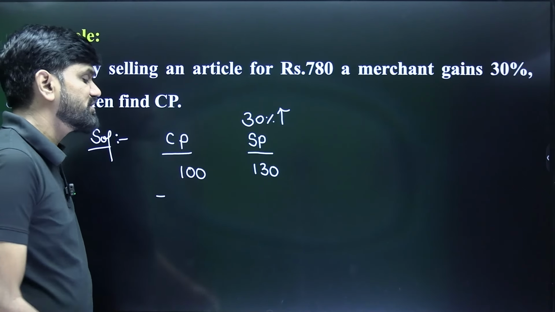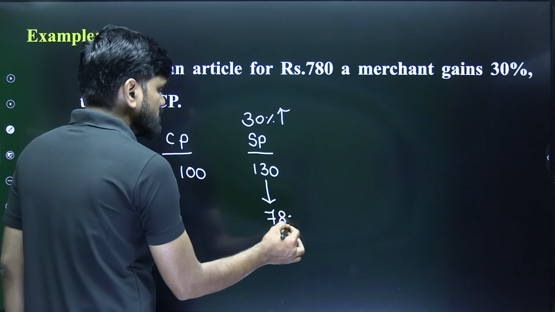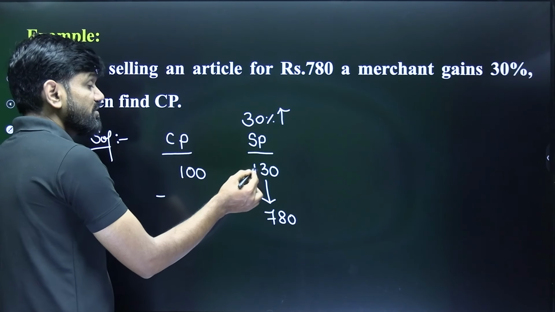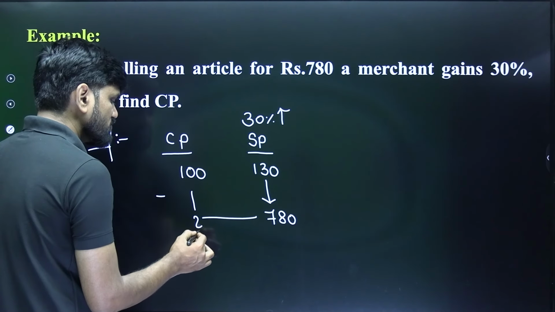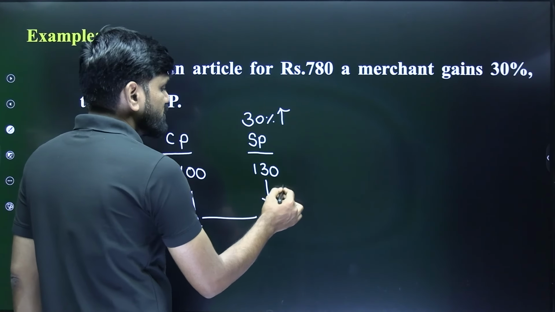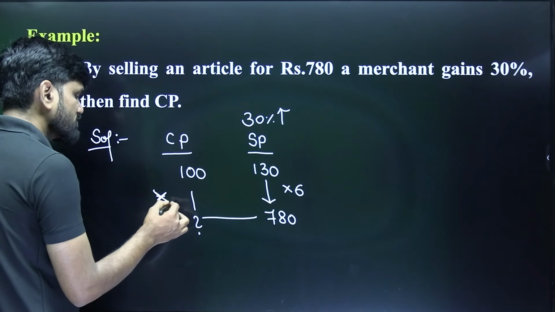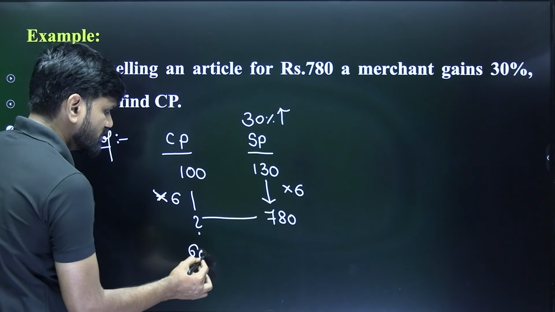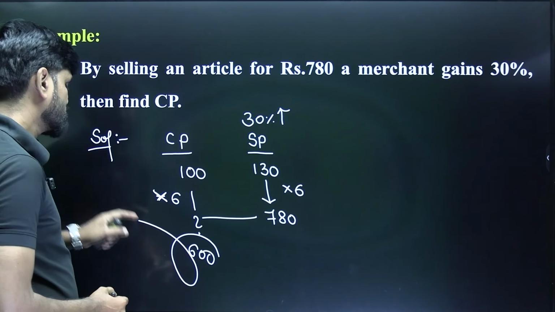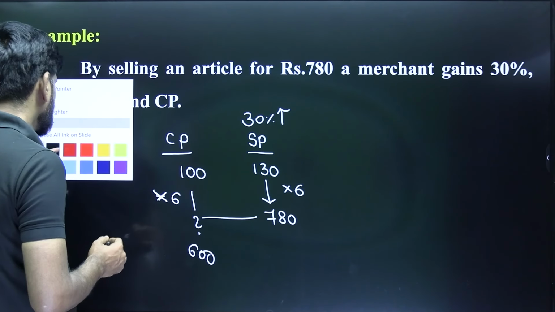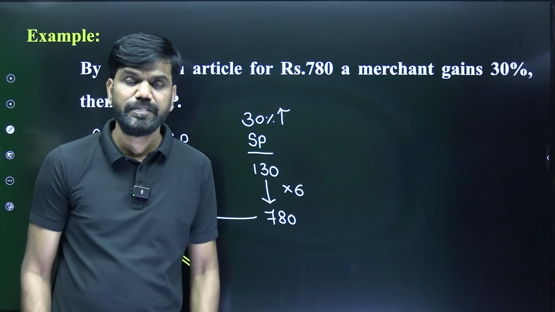But in the problem, it is not 130, it is given as 780. So the cost price is not 100. How many times? 6 times over here, so take 6 times here also. 100 into 6 will give you 600. So the cost price should be 600.